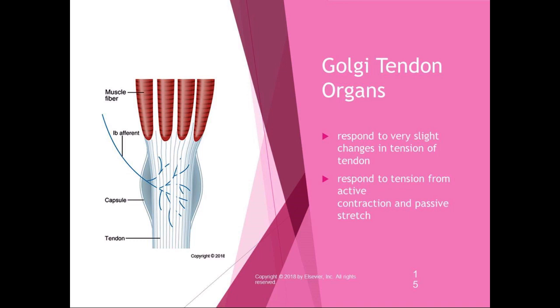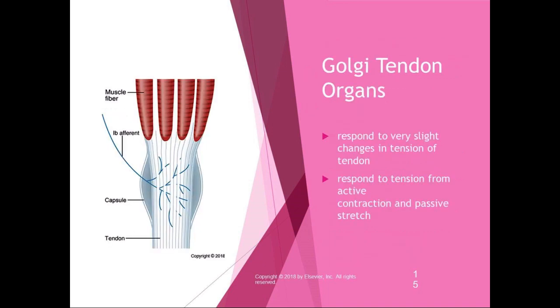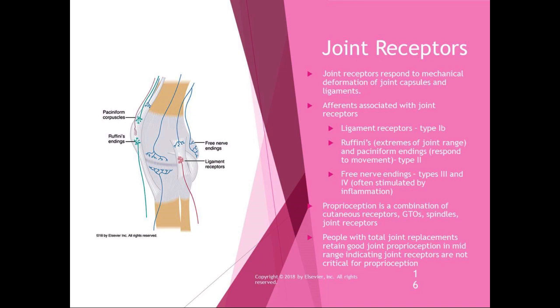So the joint receptors respond to mechanical deformation of joint capsules and ligaments. So you can think of the Golgi tendon organs as being tendon proprioceptors, and the joint receptors as being ligament and joint capsule receptors. If you want to think of it that way, I think it makes sense. Hopefully it makes sense to you like it does to me.